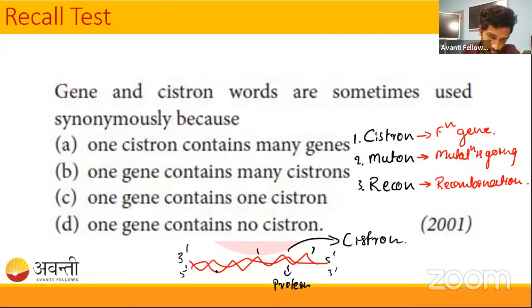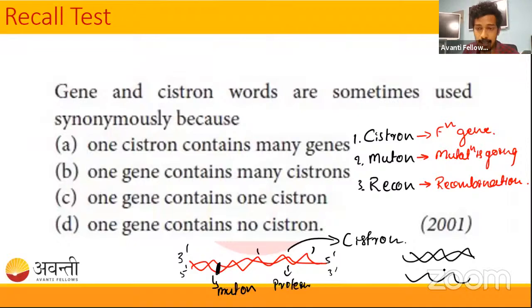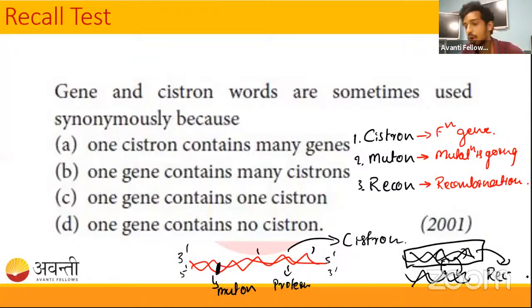Think about here, a one base pair change happens. Then it is called the muton. That means a mutation has happened in this particular base. Now think about there are two DNAs like this, and during meiosis, especially in prophase 1, some part of this gene is transferring to here, and some part is transferring to here. That means recombination is happening. Then the DNA developed by this recombination is called the recon.